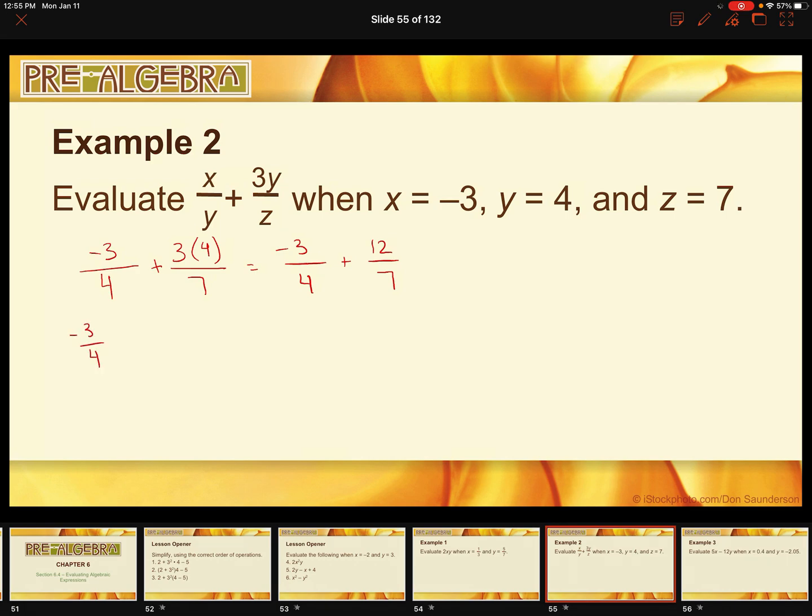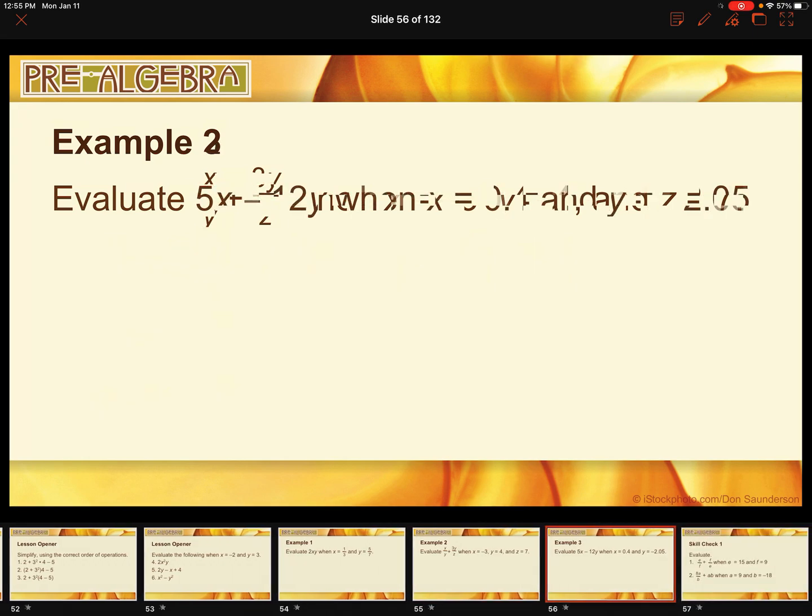Well, I can change them to have common denominators. I can multiply negative 3/4 by 7 over 7, and 12 over 7 times 4 over 4, to give them a common denominator of 8, not 8, 28, negative 21 over 28, and 48 over 28, and then I can rewrite it in my original problem. I can add the numerators. Negative 21 plus 48 gives me positive 27, which is in simplest form, so I'm finished.